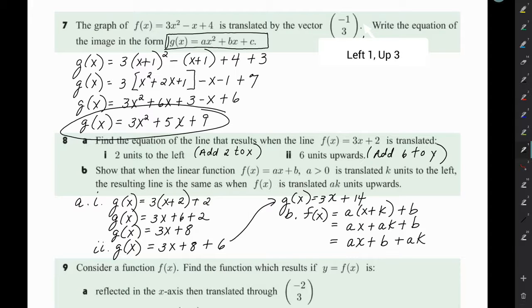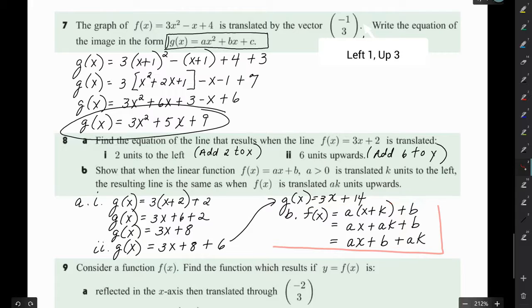All right, so letter B is one of those typical IB questions that you read and you just think, I have no idea what they're talking about. It says show that when the linear function, ax plus b, is translated k units to the left. I've done the work here just to have it as I talk through it.